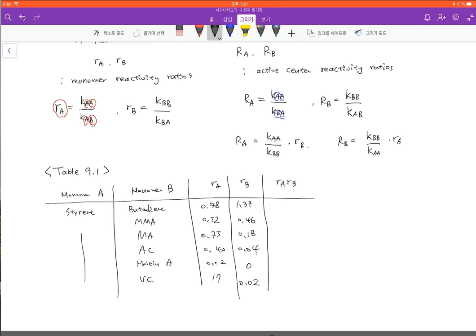Okay, with the same monomer, if you react one single monomer, the styrene, with different types of monomer, as you can see, relative reactivity of monomers are quite different, right? For example, if you react styrene with butadiene, reactivity of the monomer styrene compared to butadiene is 0.78. On the other hand, reactivity of butadiene compared to styrene is larger than 1. Okay, so all they have different values.